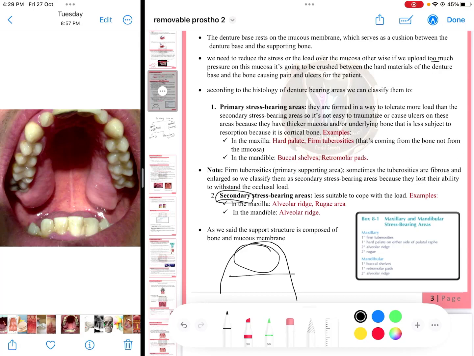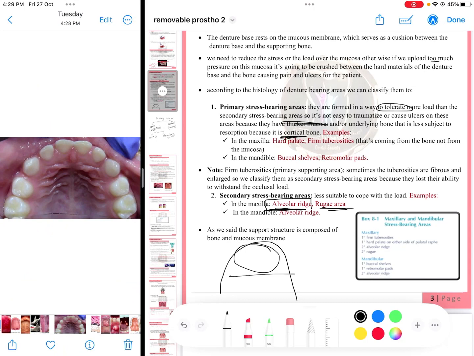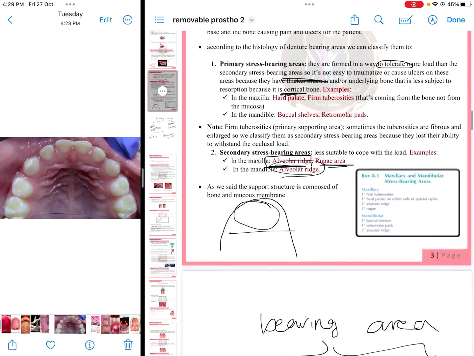Now the secondary stress bearing areas, as we said, are less durable, they tolerate less, they will less withstand the load. They are made of not cortical bone but spongy bone, which is the cancellous bone, and the mucosa will be thinner. For example, in the maxilla it is the alveolar ridge, you know the alveolar ridge, right? And the ruga area, this is the ruga area. So the ruga area and the alveolar ridge. In the mandible it's the alveolar ridge.